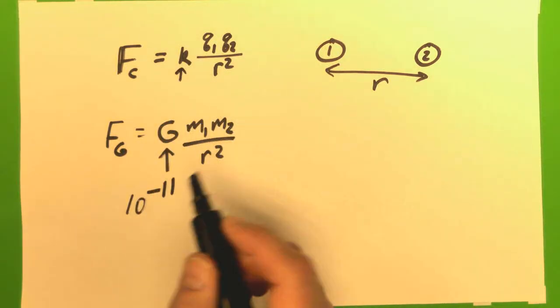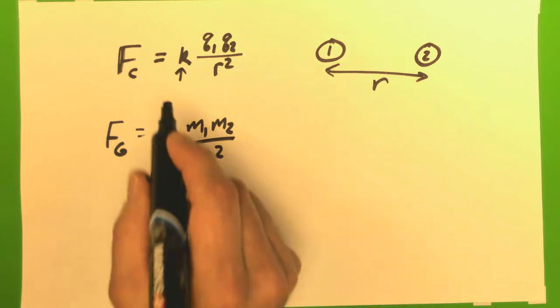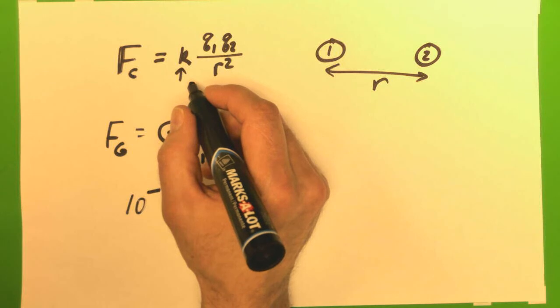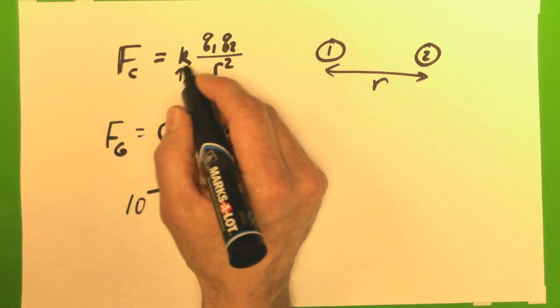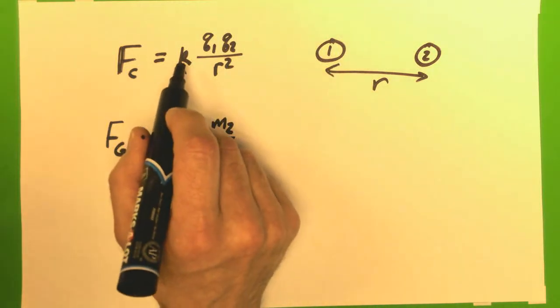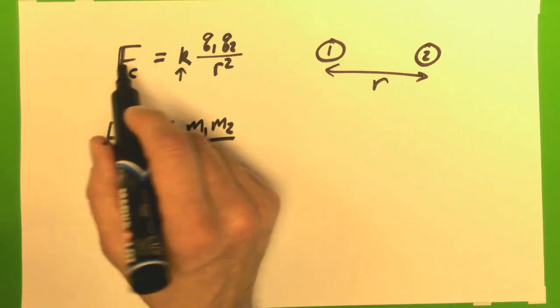Alright, k is a lot bigger than G. In fact, k is equal to 8.99 times 10 to the 9th, in its proper units. So that is huge. That is massive, which means this force ought to be fairly easy to see, and you can.